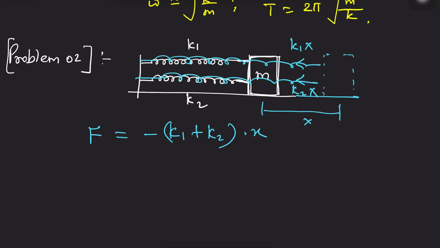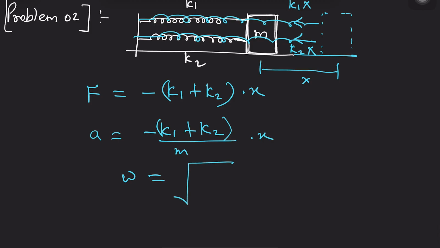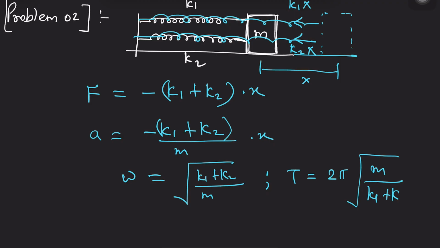So guys, a we can say directly is (k1 plus k2) divided by m into x. So omega is equal to under root of (k1 plus k2) by m, and the time period is 2 pi under root of m upon (k1 plus k2).